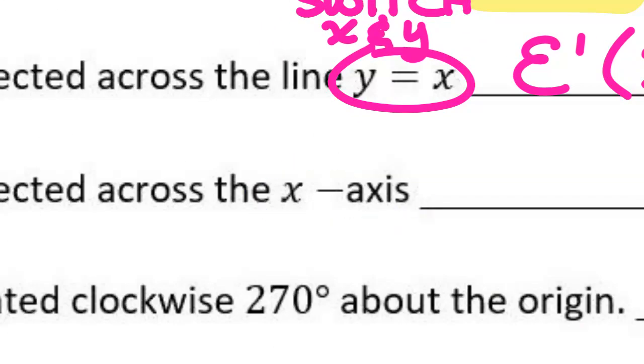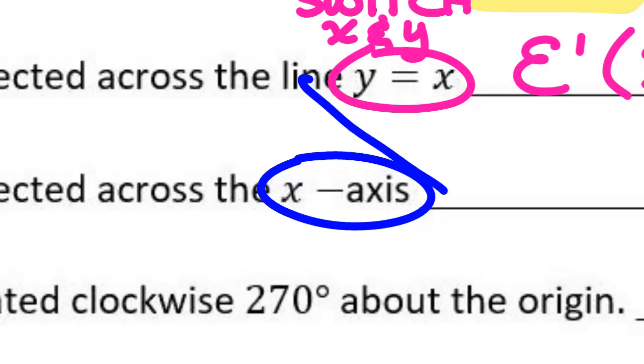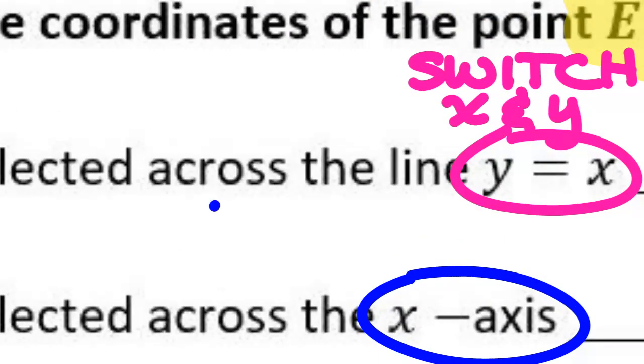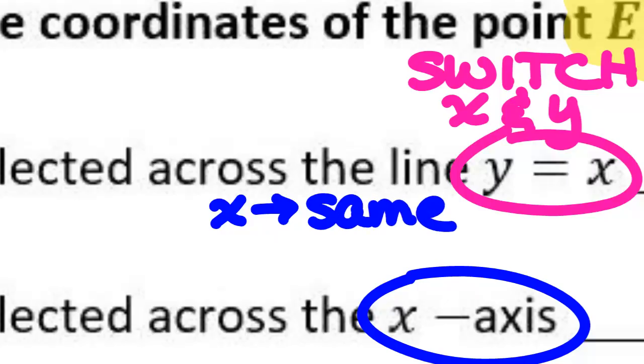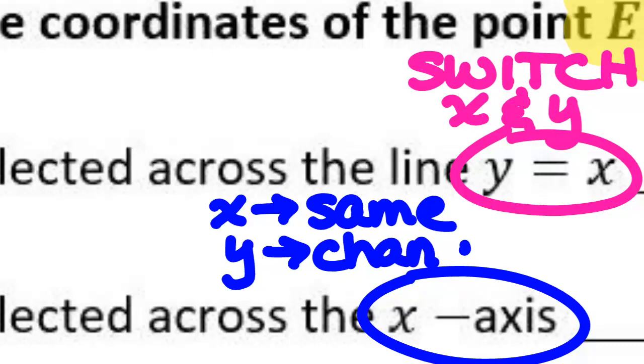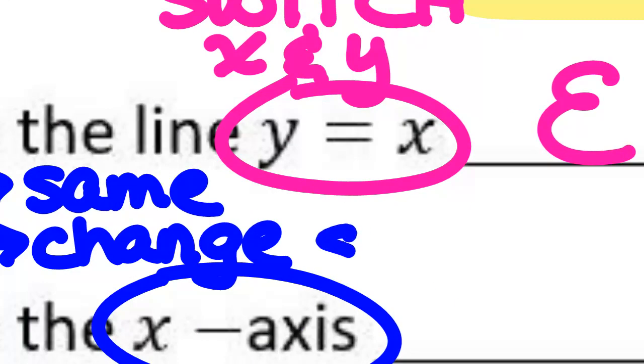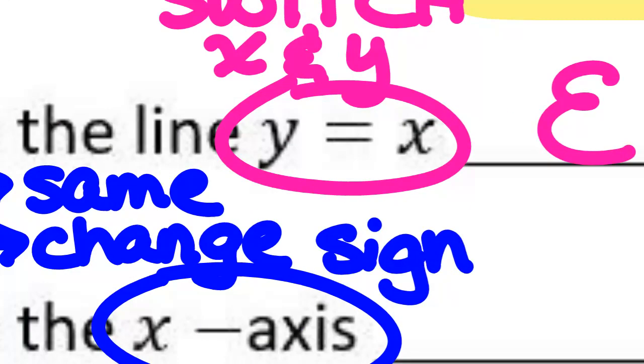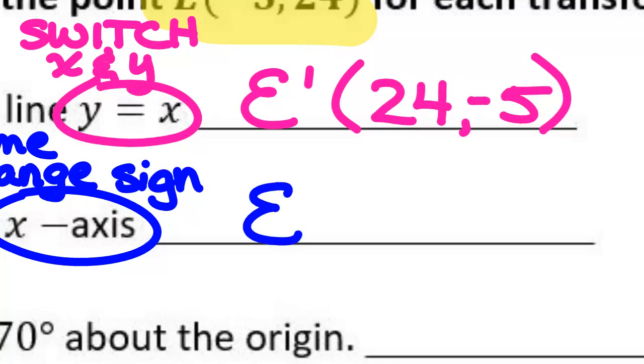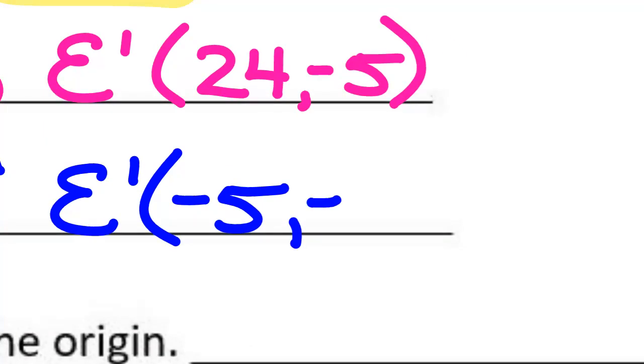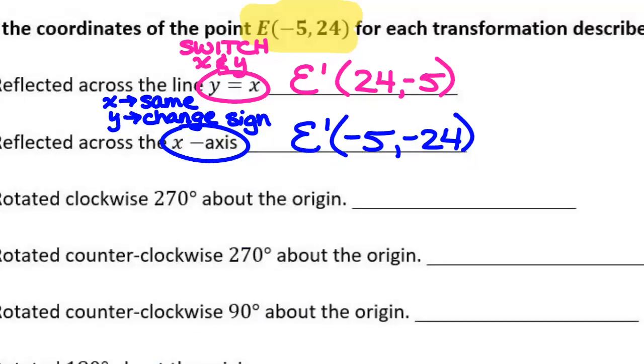Reflecting over the x-axis, what's our rule there? Yes, x stays the same and y changes signs. So my point E prime, x stays the same, so -5. Y changes signs, so -24. So (-5, -24) would be E prime.